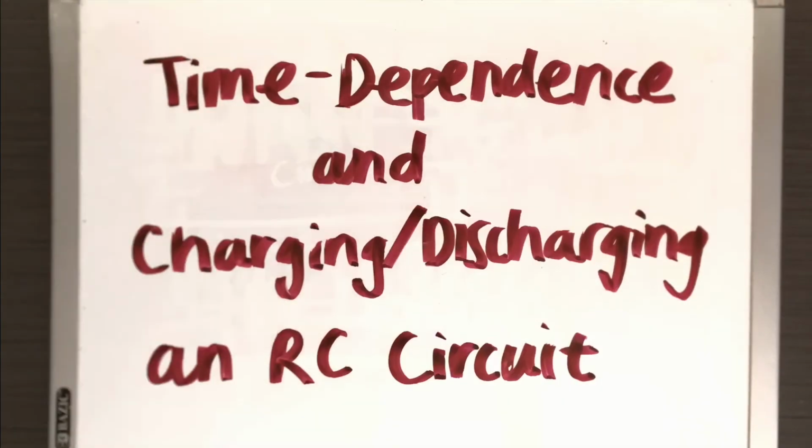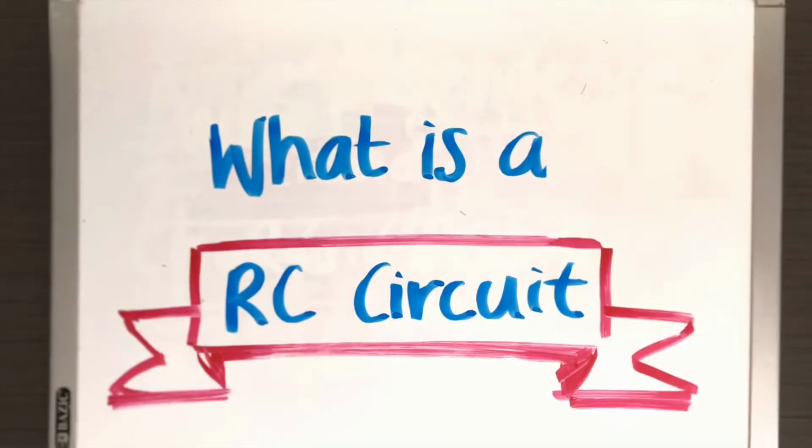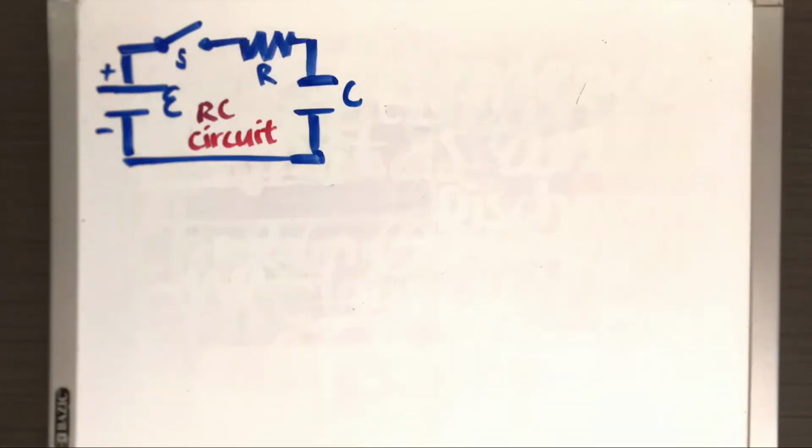Hello everyone. Today, we are going to be going over the relationship between time dependence and charging and discharging a capacitor in an RC circuit. Before we get started, let's familiarize ourselves with the question. What is an RC circuit? An RC circuit is a circuit containing resistance and capacitance. Here I have drawn out a situation that contains a voltage supply, a switch, a resistor, and a capacitor in the same circuit. This is an RC circuit.